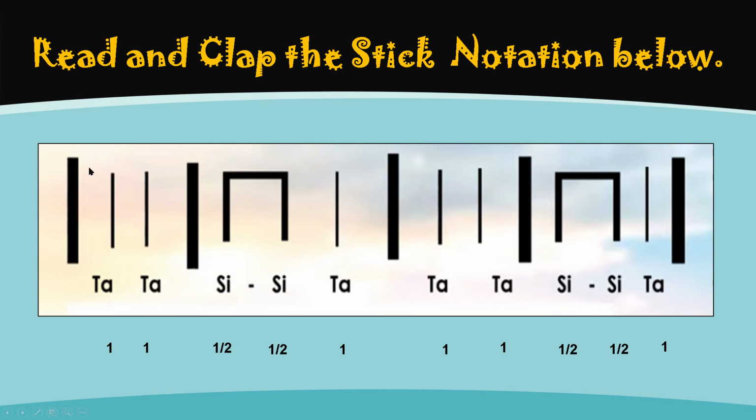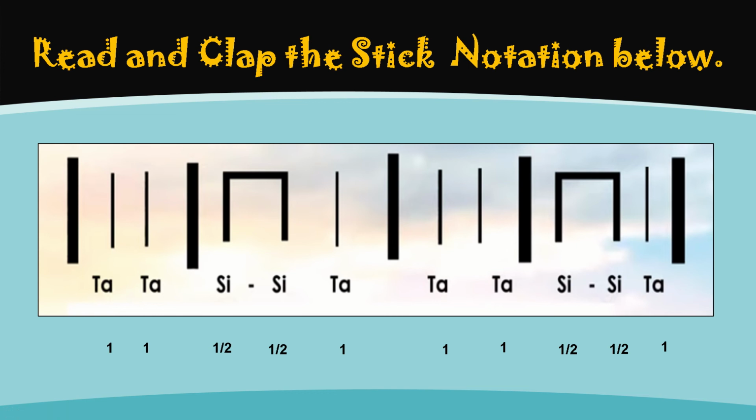As you can see on the picture, we have 4 measures. 1, 2, 3, and 4. And as you notice on each measure, there are how many beats? Yes, there are 2 beats. So let us try to read.